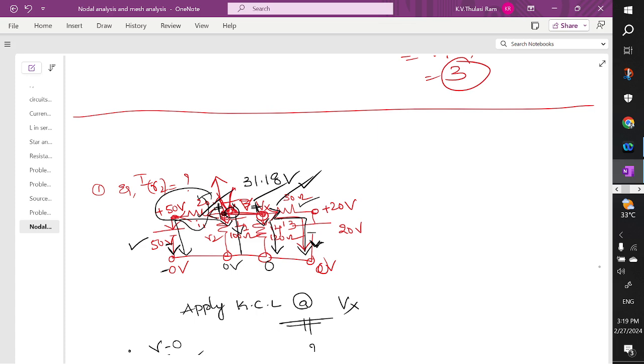So now already I told, we need the current I2. How to write down the current I2? Current I2 is equal to Vx minus 0 divided by R, which is 100. What is the Vx calculated? 31.18 by 100. So the current is 0.31 amperes. So this is how we are solving this problem. Now let us try to solve one more problem of the same category.